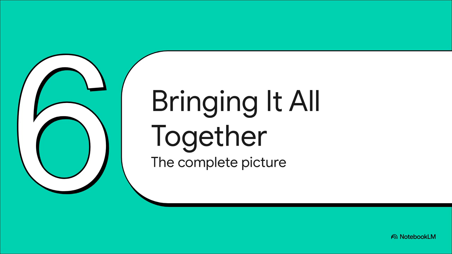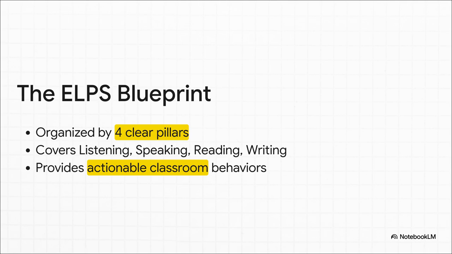Section 6. Bringing it all together. The complete picture. Okay, we've walked through all 4 domains. Let's take a step back and look at this entire architectural blueprint across the K-5 spectrum. If there is one thing I hope you take away from this explainer, it's that this document isn't just a boring list of compliance standards. It's a highly structured, incredibly practical roadmap. It perfectly balances the equation of learning, clearly outlining what you do as the educator, right alongside the specific behaviors the students have to exhibit to actually acquire the language across listening, speaking, reading, and writing.